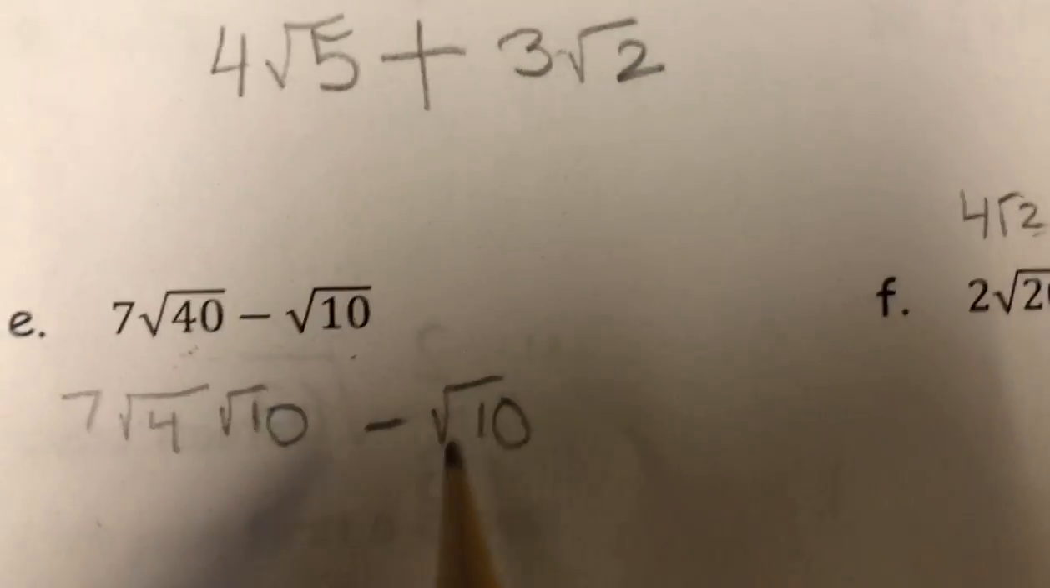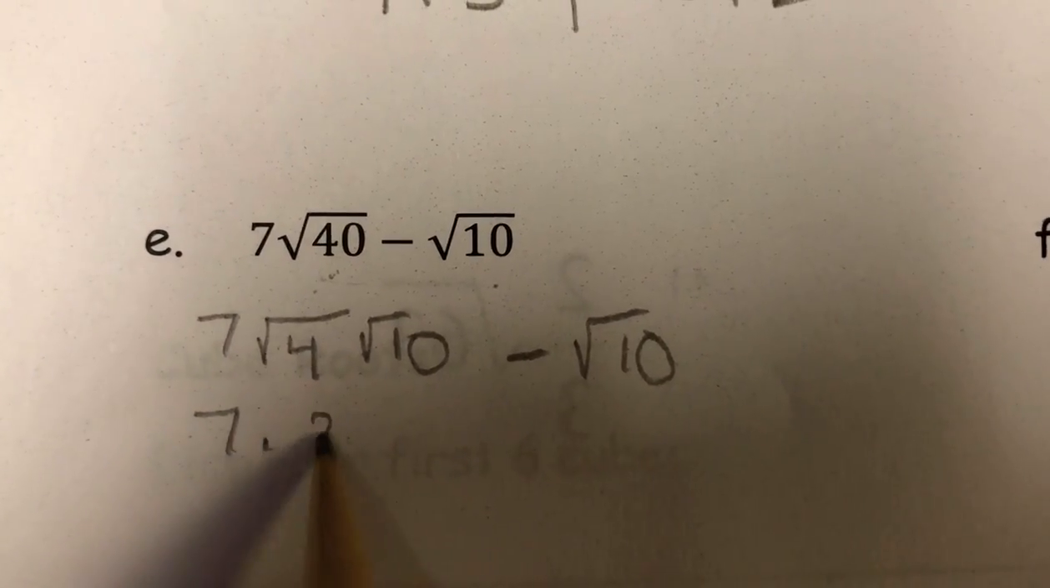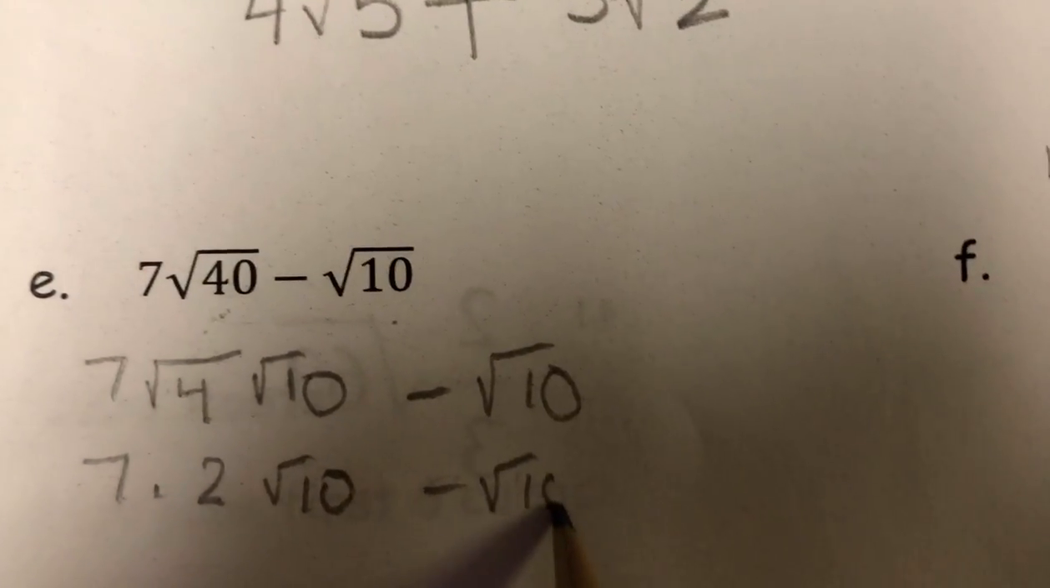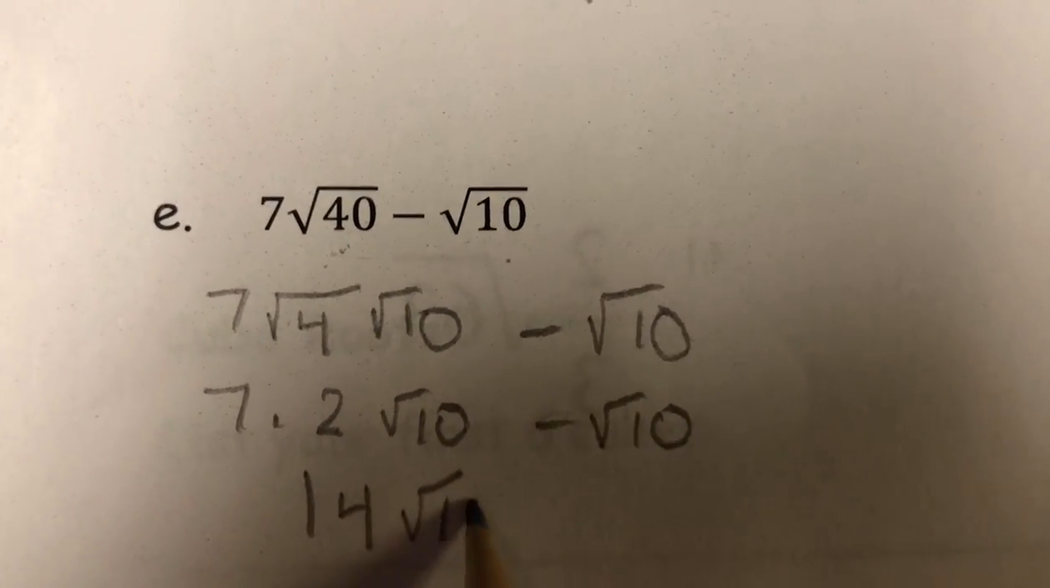It's just waiting. Figure out what we're going to do with it next. 7, the square root of 4 is 2. Square root of 10 minus the square root of 10. So remember your order of operations, you've got to multiply. So you really have 14 square roots of 10.